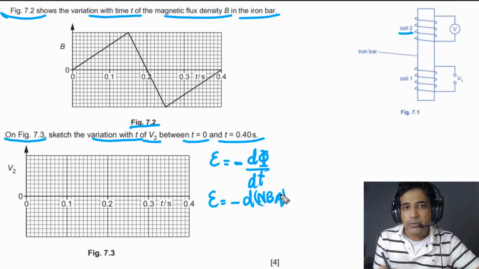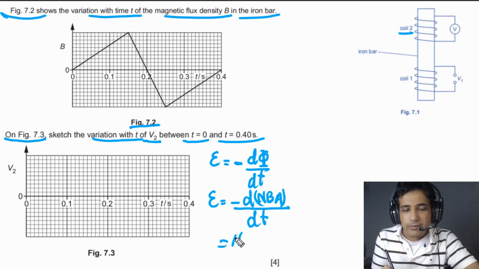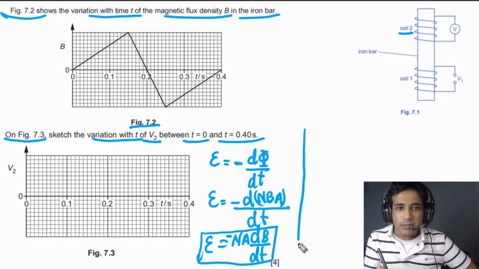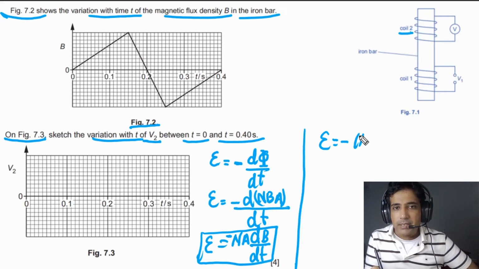So we can write down NBA because cosine of 0 is equal to 1, and this one is divided by dt. But in this case, number of turns are constant, so we can take this N out of this, and A is also constant because area of coil is constant. So simply we can write down this will be equal to minus NA dB by dt. So this is EMF. Now from here we can find out dB by dt. This one is equal to gradient. So we can write down induced EMF is equal to minus NA times the gradient of figure 7.2. And this is negative sign.